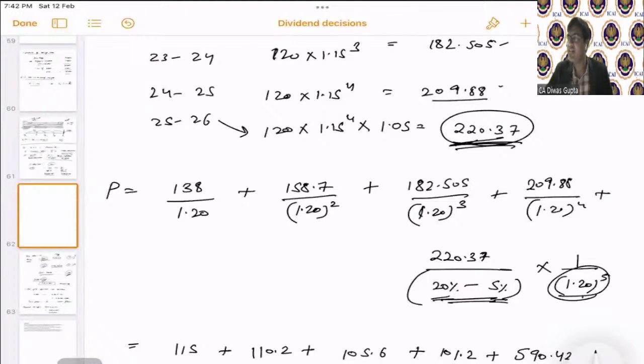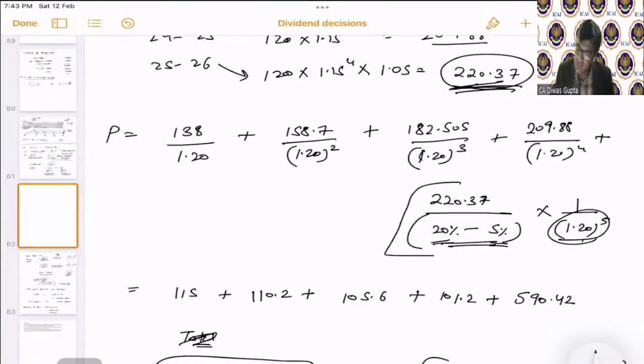Mansha is asking why there is a need to multiply by 1 divided by 1.2 ratio, because it is already a present value. Okay, so Mansha is saying this is already a present value. Why are we again multiplying it by 1.2 raised to the power 5? Dividing it by 1.2 ratio.